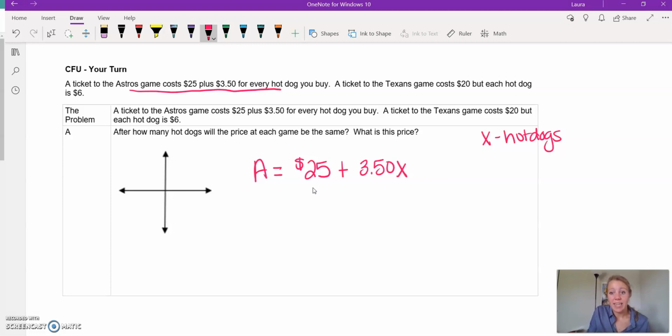Then we have a ticket to the Texans game, and that costs $20. We're only going to pay it one time, so I'm only going to write $20 one time with no x next to it.